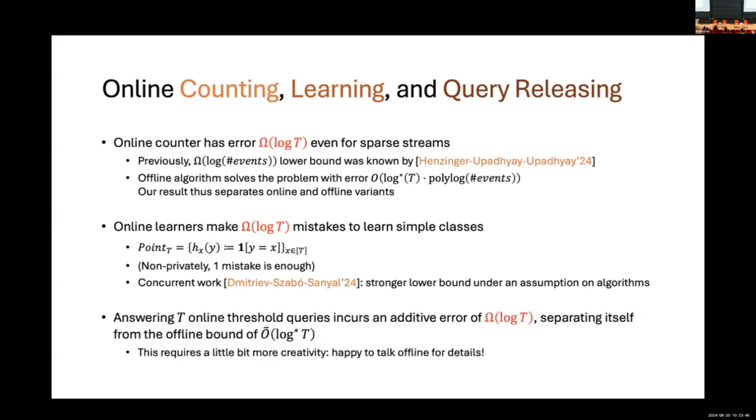The last application we have is about lower bounds for answering online threshold queries. Here the setting is you are given n real numbers from 0 to 1, and you want to answer T threshold queries. Each query is specified by a parameter q_i, and you want to answer how many data points in your data are below this threshold. And we say, if you want to answer T such queries, you must pay an additive error of log T, separating itself from the offline bound of log star T.